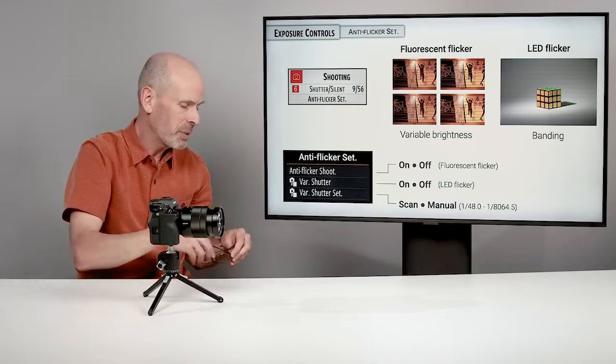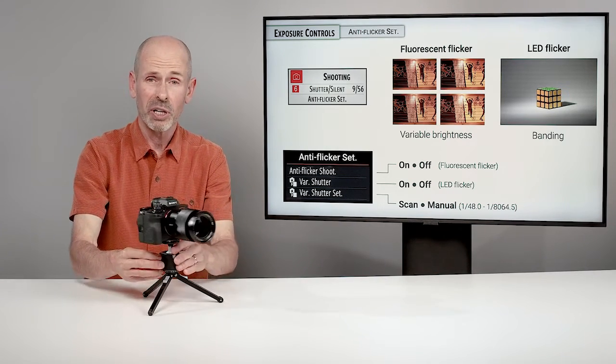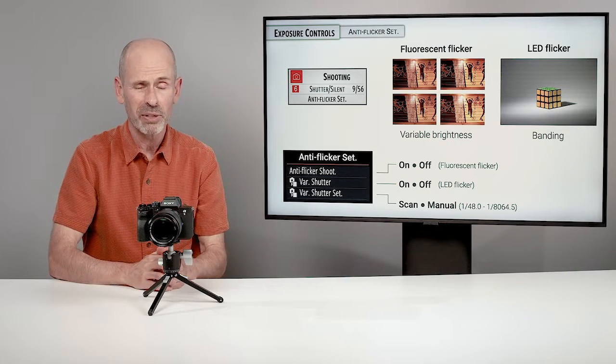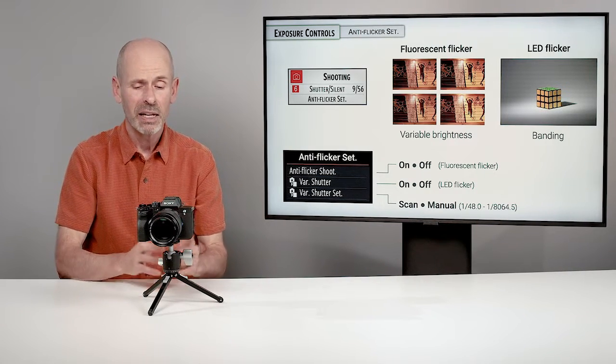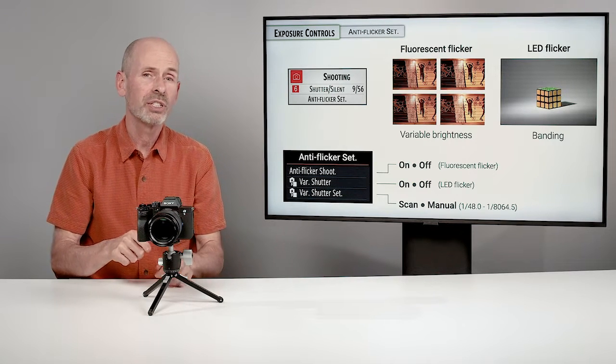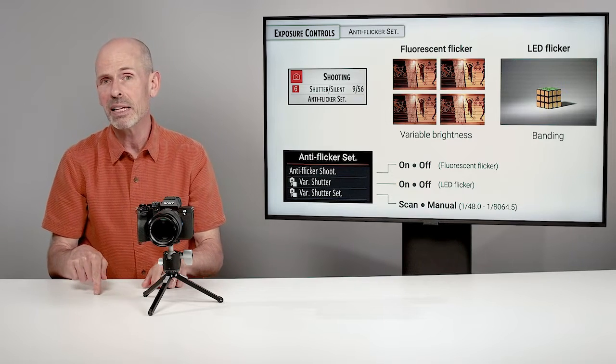But this is something that if you're an event photographer and you're going to convention halls and stadiums and all sorts of crazy places that have different types of lighting, if you're not getting the exposure you want and there's an exposure problem, there's a good chance that either fluorescent flicker is going to solve the problem or LED flicker.